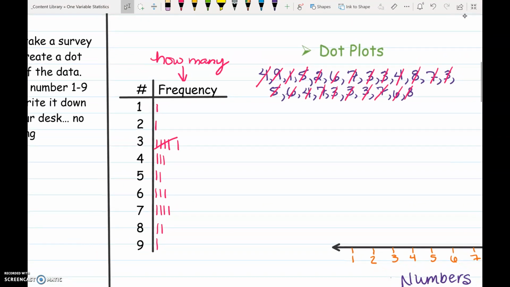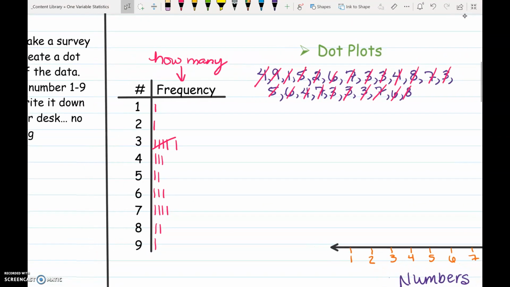Okay, so I went ahead and filled in my frequency table. And I always want to double check. So I had 13, 14, 15, 16, 17, 18, 19, 20, 21, 23 of you respond. So there should be 23 tick marks. 1, 2, 3, 8, 1, 2, 23, perfect. Just to make sure that I didn't miss any.